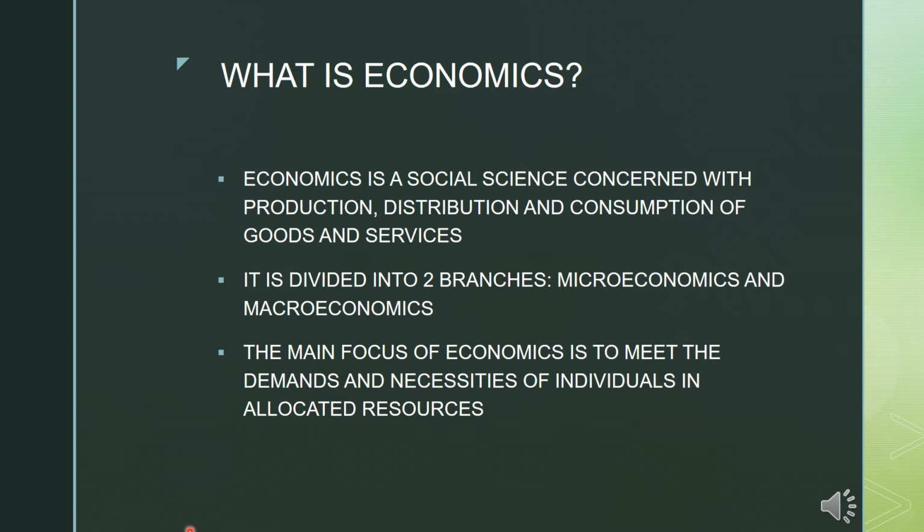Economics is a social science that is concerned with the production, distribution, and consumption of goods and services. It is divided mainly into two branches. Firstly, microeconomics, and secondly, macroeconomics. Microeconomics is concerned with the individual demand and supply of an individual or a particular firm. And macroeconomics deals with the nation as a whole, its development and the various economic problems a particular nation comes across over time.